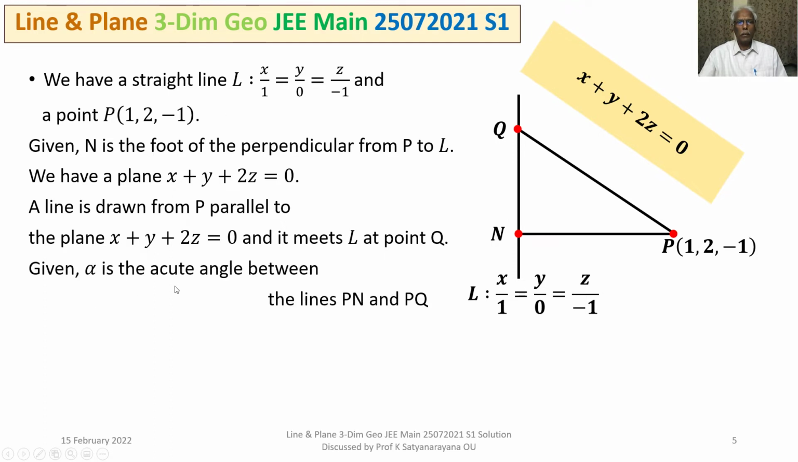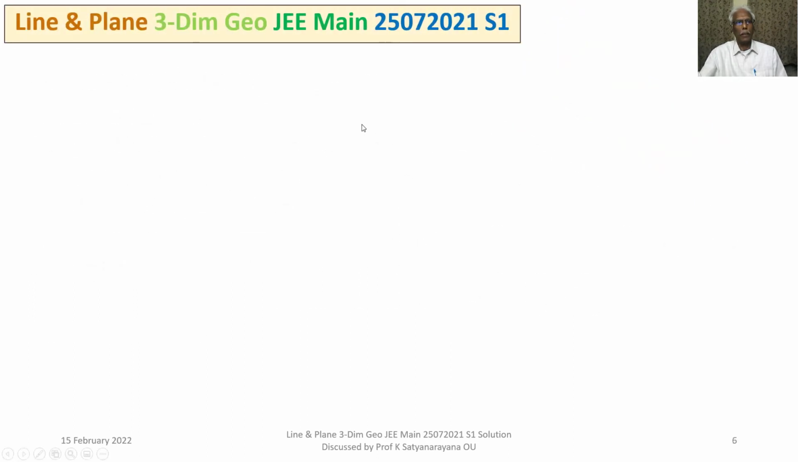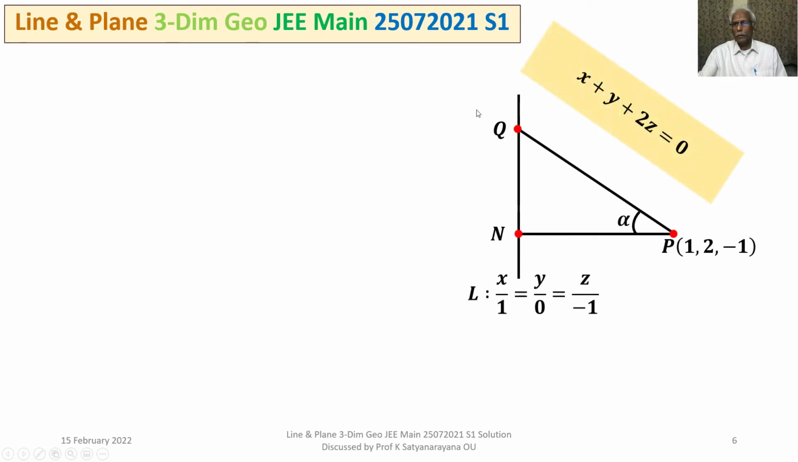Given alpha is the acute angle between PN and PQ. So this is the angle, that is alpha, the acute angle between the lines PN and PQ. The problem requires us to find cos alpha, the cosine of the acute angle alpha. Let's now discuss the solution in detail. And that is the given data, what we have represented in this diagram.